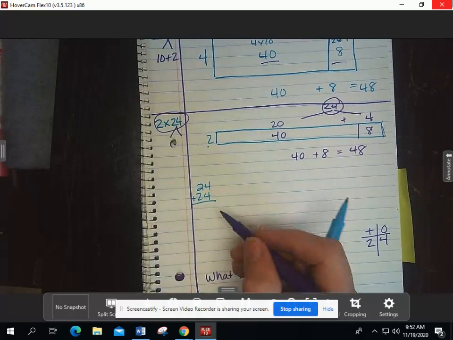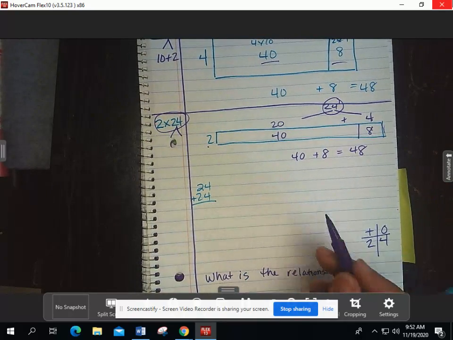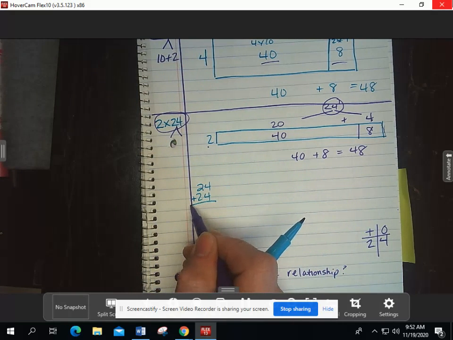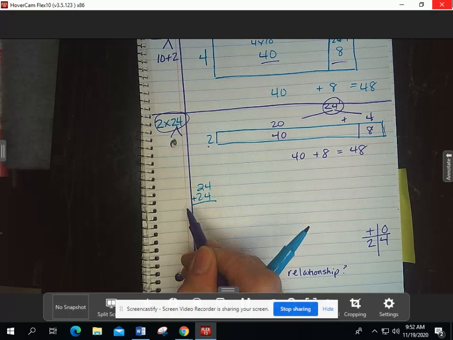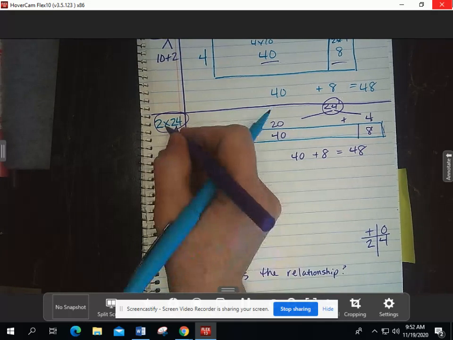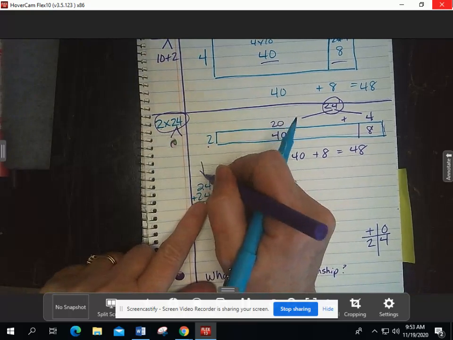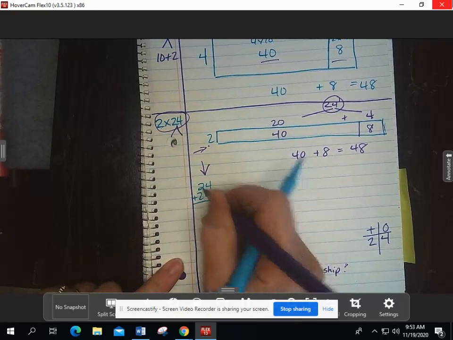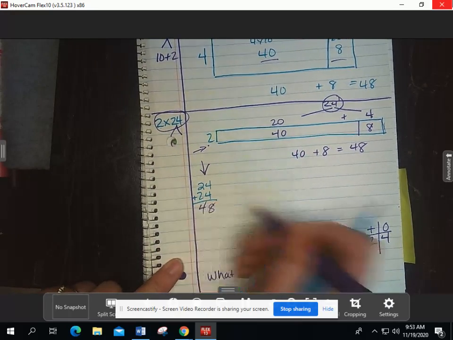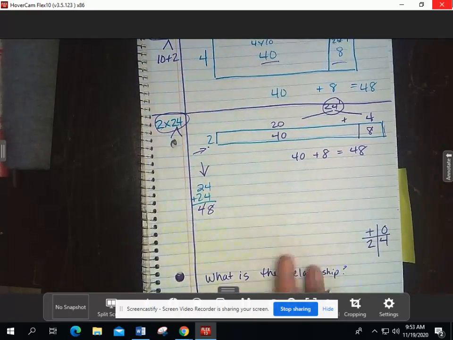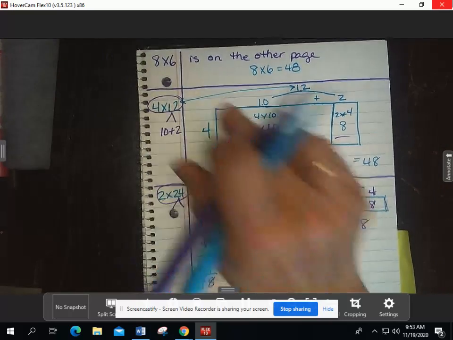40 plus 8 equals 48. If we do it doubling style, which everybody should now know that if you have a number times 2, you can do this. Everybody point your nose at the board. If you have a number times 2, you can do this. Or you could do this. 4 and 4 is 8. 2 and 2 is 20 plus 20 is 40. So here we go. Look at that. What happened between this and this? What happened between this one and this one?